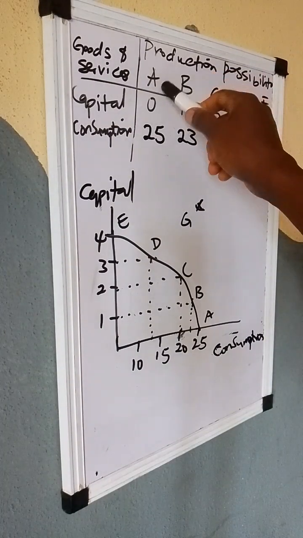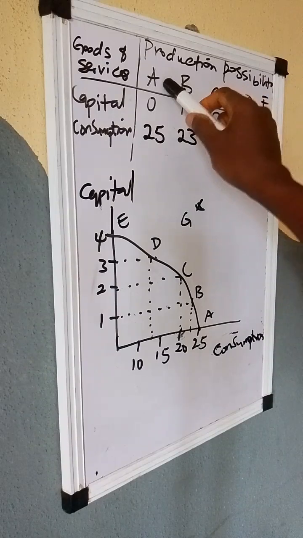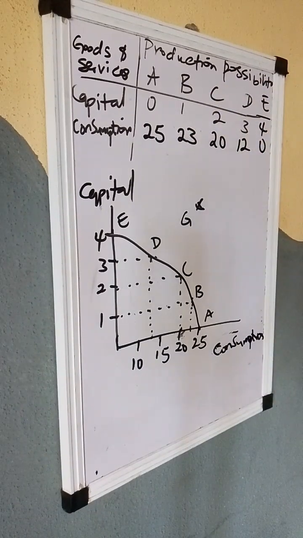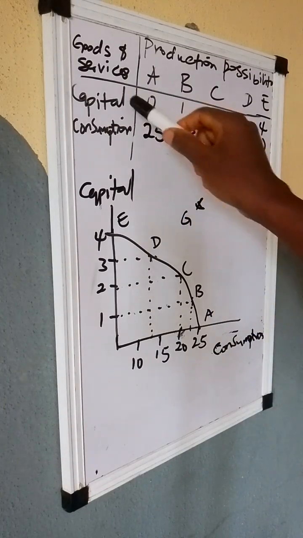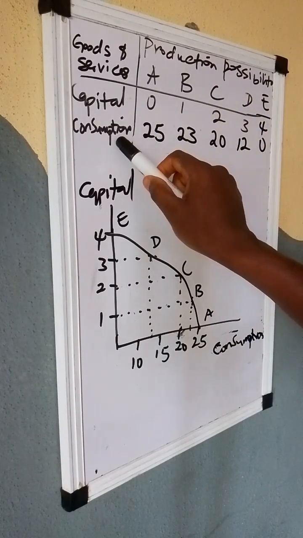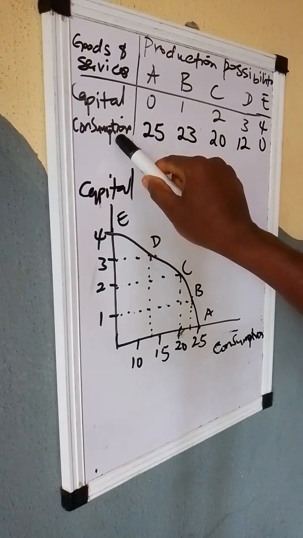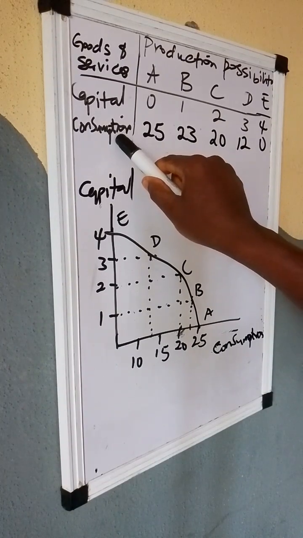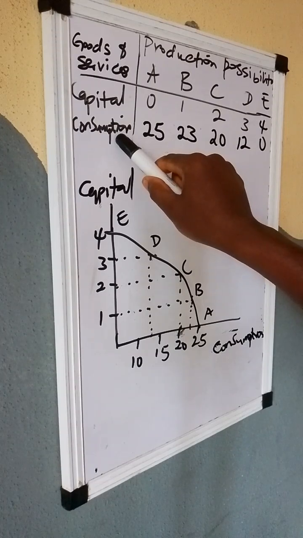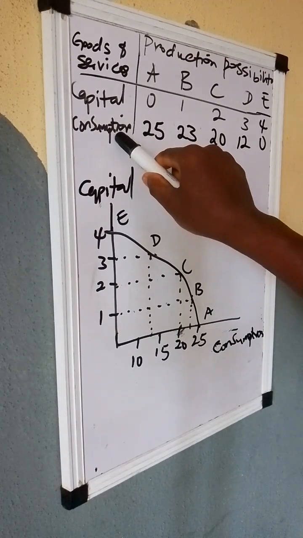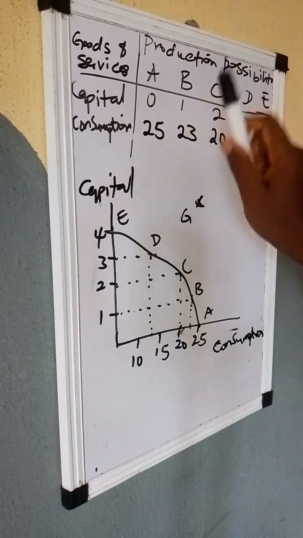This is possibility A, possibility B, possibility C, D, and E. Now, this country wants to produce two goods, which are capital goods and consumption goods. Remember, I told you that the production possibility curve shows the production of two possible goods that a country can produce, given their level of resources and technology.